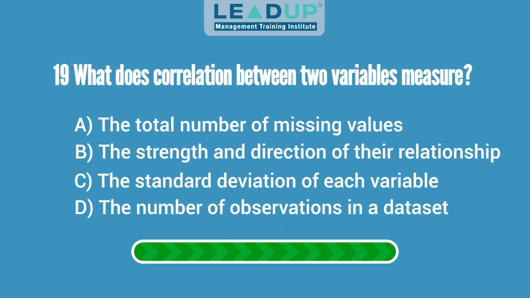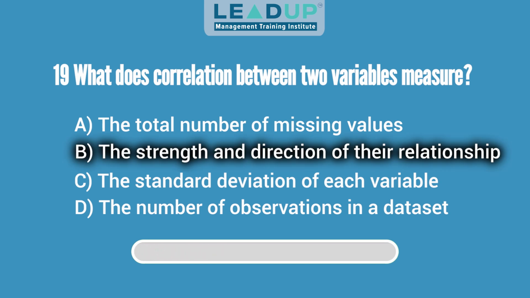19. What does correlation between two variables measure? A. The total number of missing values. B. The strength and direction of their relationship. C. The standard deviation of each variable. And D. The number of observations in a dataset. The answer is the strength and direction of their relationship.